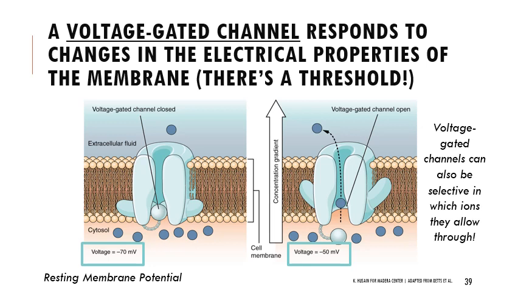Another thing to keep in mind is that those voltage-gated channels don't open up and allow all ions to move along their concentration gradients. There are ones that are selective for sodium ions, others that are selective for potassium ions.